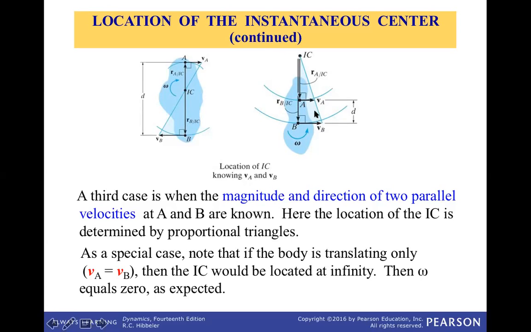So that's the third scenario, when you know the two velocities are parallel to each other. How you are going to do it: locate your IC. All right, so those are the three scenarios.